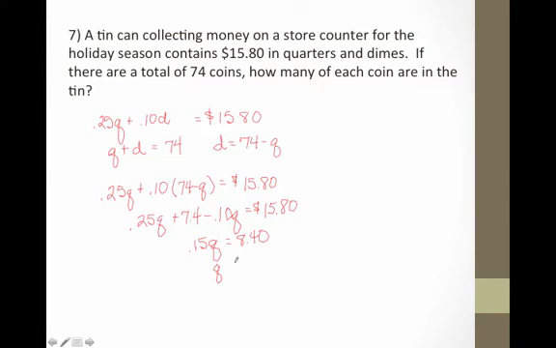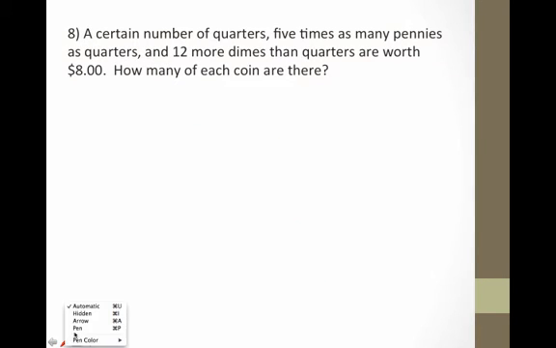will be 56. Okay, and I know that I need to have then 18 dimes to make that 74 coins. And again, I'm going to go back and check. I know that 56 quarters gives me $14, and 18 dimes is $1.80, and that is the $15.80 that I said I had.